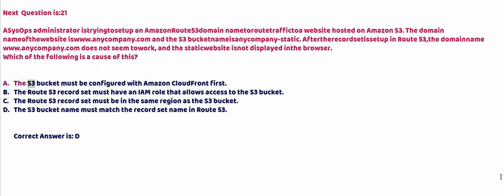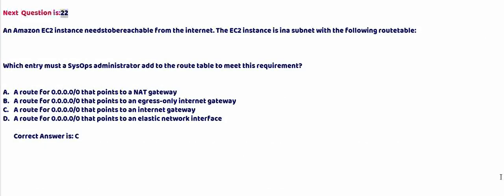A. The S3 bucket must be configured with Amazon CloudFront first. B. The Route 53 record set must have an IAM role that allows access to the S3 bucket. C. The Route 53 record set must be in the same region as the S3 bucket. D. The S3 bucket name must match the record set name in Route 53. Correct answer is D.